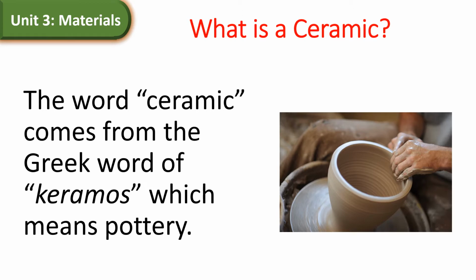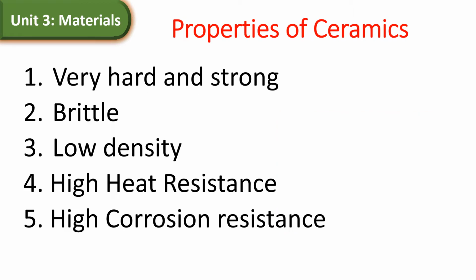A ceramic nowadays is an inorganic material made up of different elements, which is hardened by using heat at very high temperatures. Since ceramics are composed of different materials such as clay, feldspar, and quartz, they are expected to be very hard and strong. Number two, they are brittle. Brittle means they break easily, especially when you drop them or apply pressure.